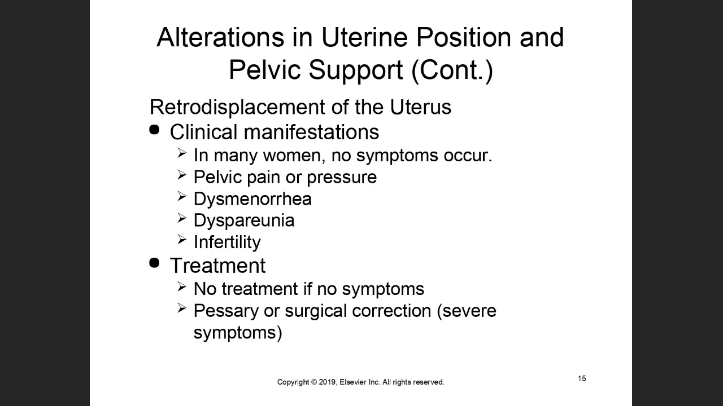Clinical manifestation in many women is completely asymptomatic, or it may produce pain, dysmenorrhea, dyspareunia. Okay, dysmenorrhea is pain with menstruation. Who knows what dyspareunia means? Dyspareunia. What does dyspareunia mean? Nobody knows? Okay, dyspareunia means pain with sex. Also infertility. Treatment: no treatment if no symptoms, cesarean or surgical correction. Okay.